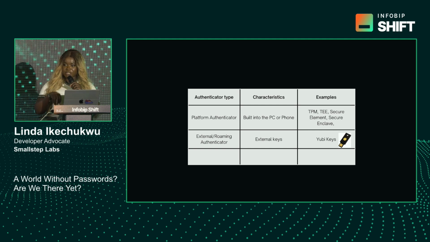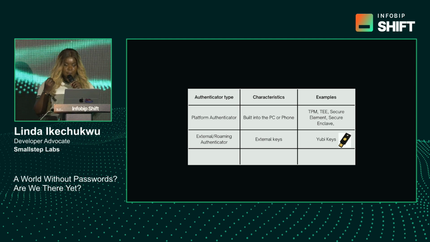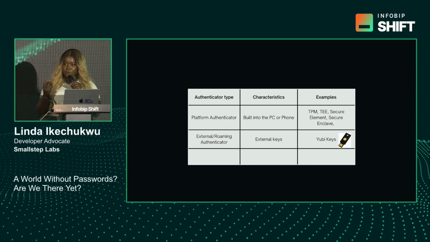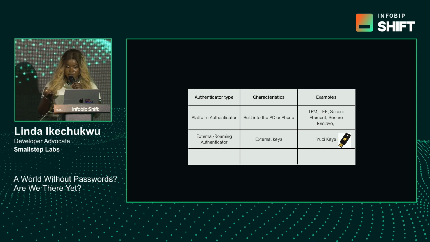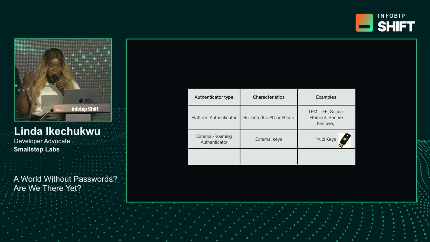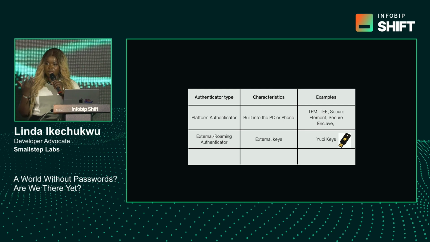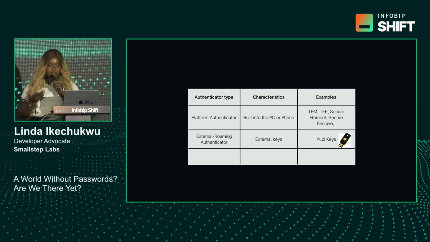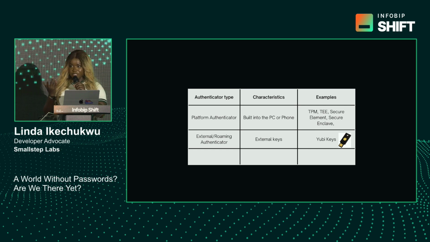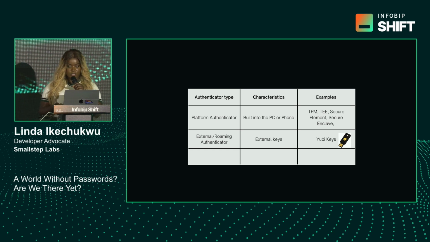Platform authenticators reside within client devices. So you would have things like the secure enclave on macOS devices, you would have TPM on Windows or Linux devices, and TEE in Android devices. So these chips are designed to generate cryptographic keys and store them in such a way that they cannot be extracted through any means. And then there are external authenticators, which are, if you work for an enterprise organization, you probably use a YubiKey.